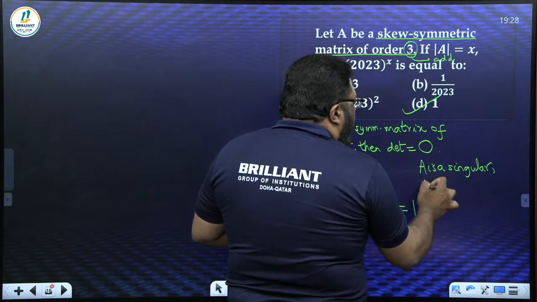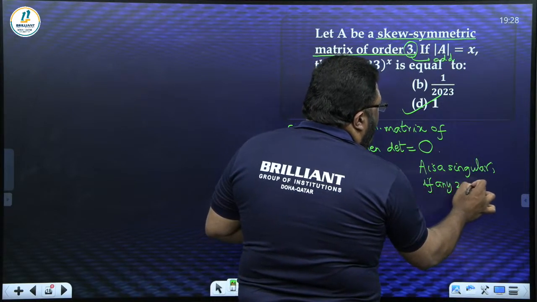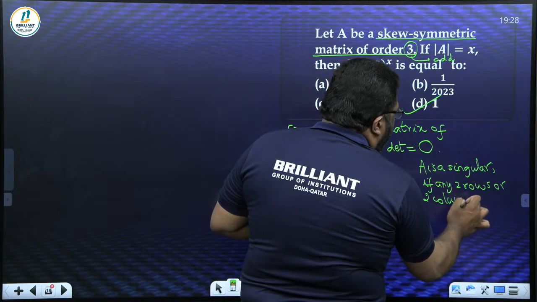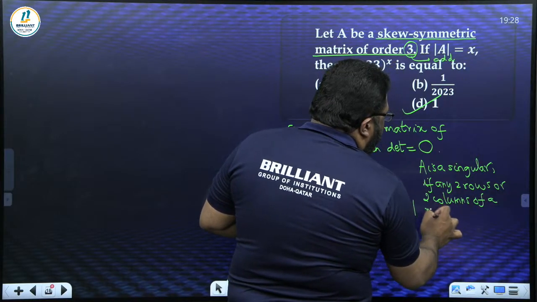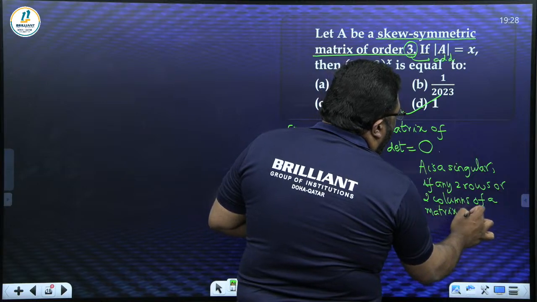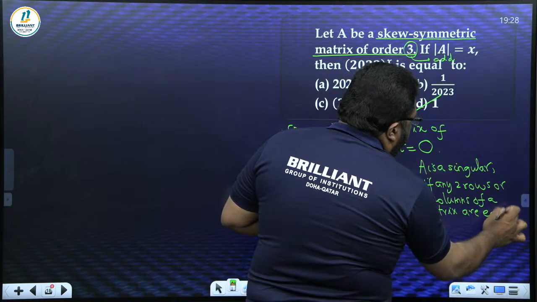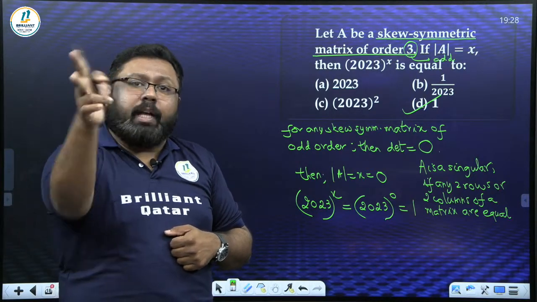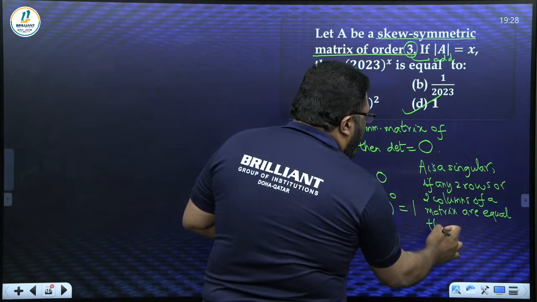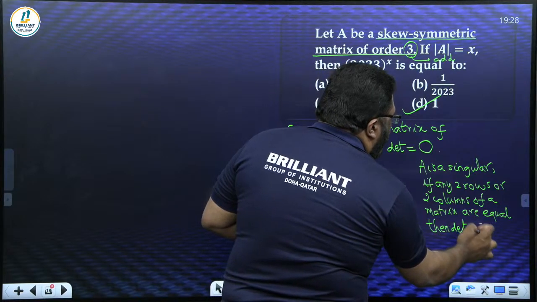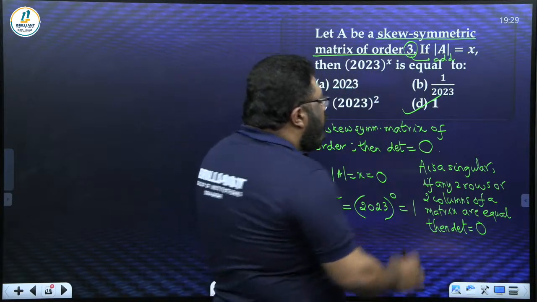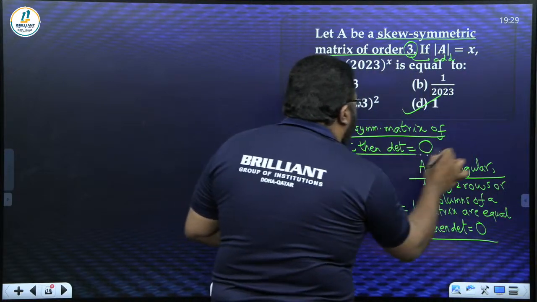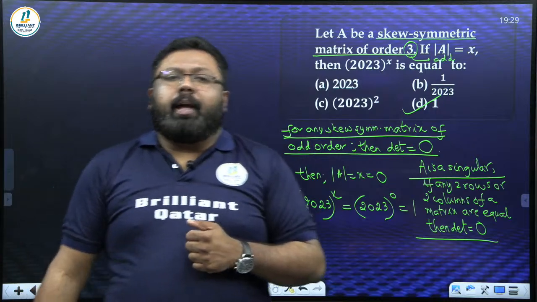Another one, if any two rows or two columns of a matrix are equal, same corresponding elements in rows and columns, any two rows, any two columns, then determinant equal to 0. These are a few important things you must remember for making the determinant 0. I gave you now 3 cases where the determinant of a matrix can be 0.